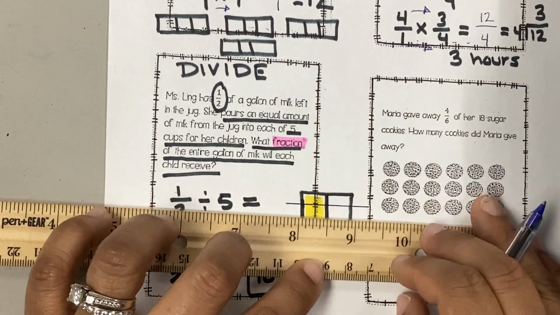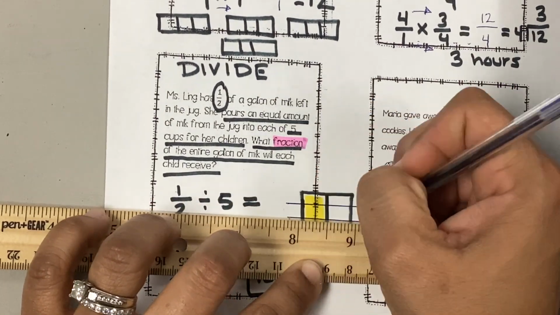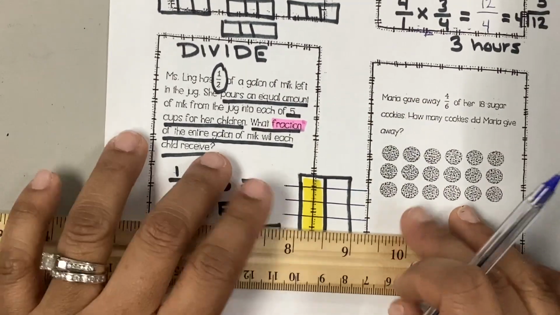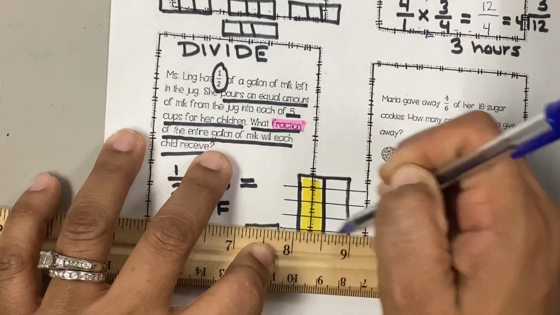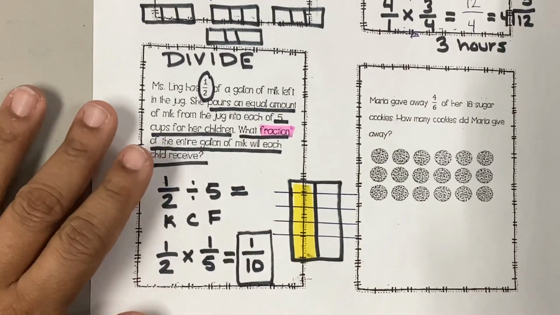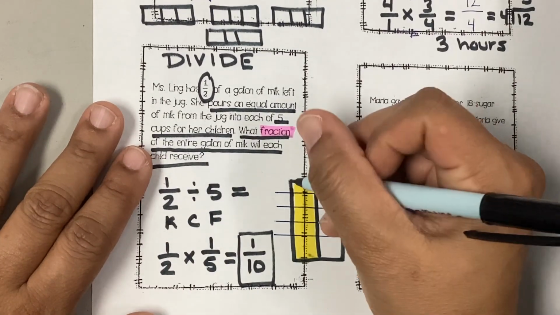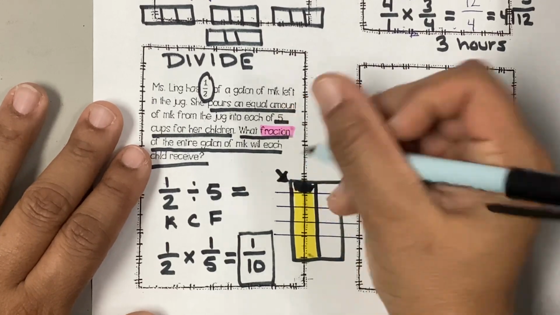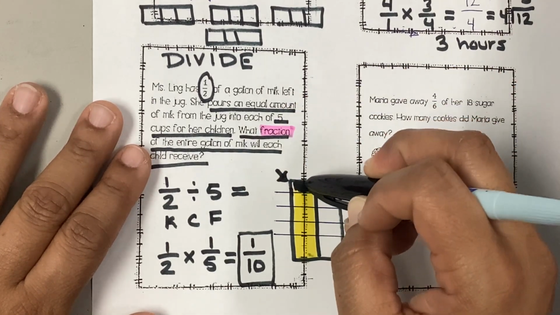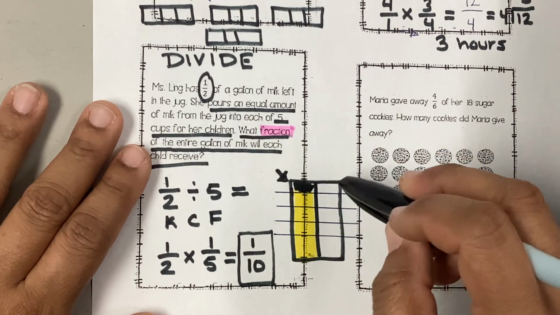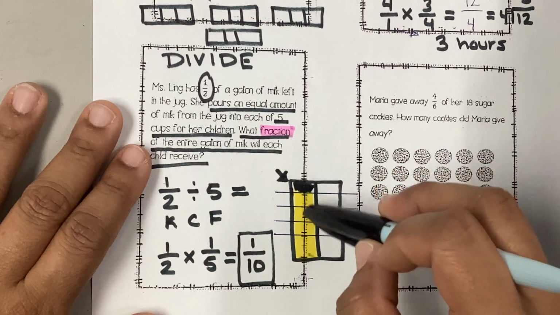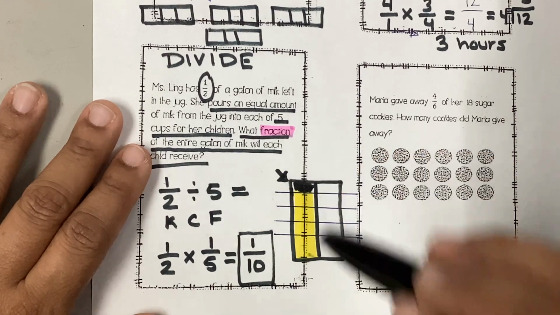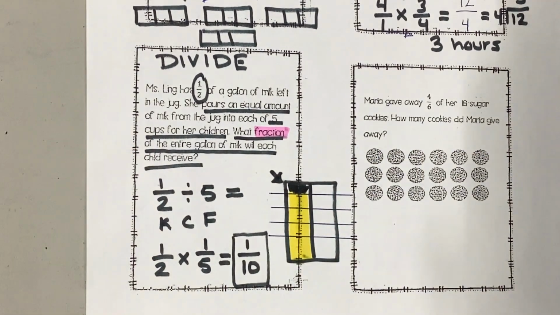1, 2, 3, 4. And we want to know how much one kid is going to get. So even though it's not equal right there, we could count. We have 1 out of how many potential cups? 1, 2, 3, 4, 5, 6, 7, 8, 9, 10. So each child gets 1/10 of the milk.